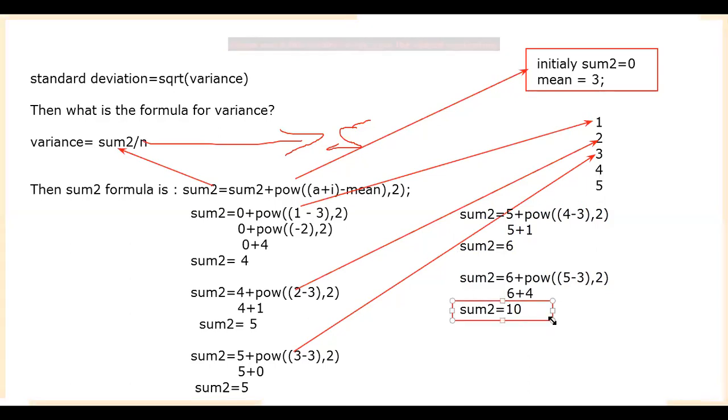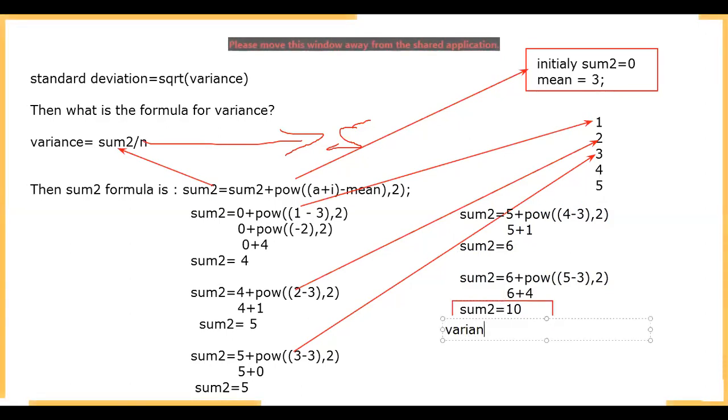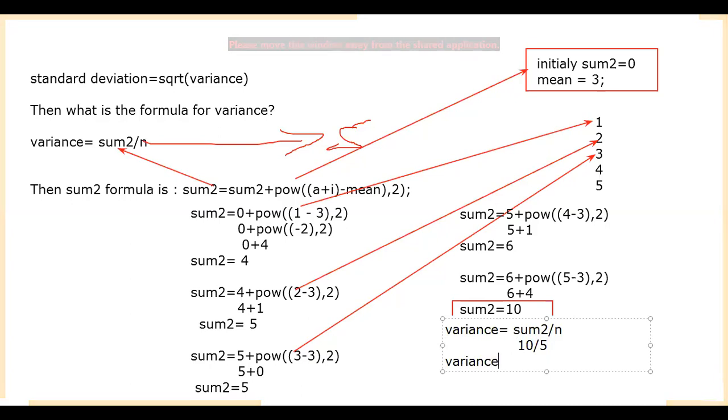Then to find out the variance, the formula is variance equals sum 2 divided by n. So what is sum 2? Sum 2 we got as 10, divided by 5. We will get the variance equals 2. You got the value for the variance.